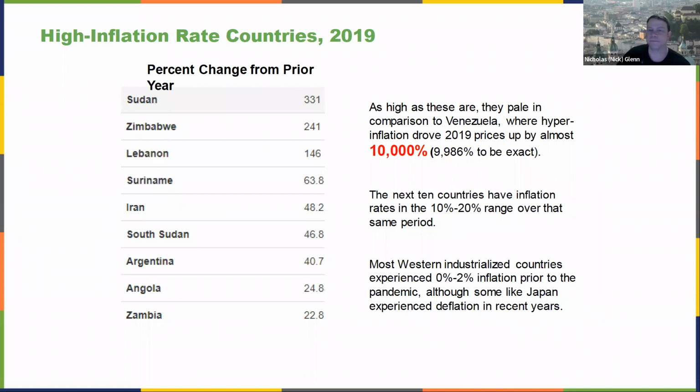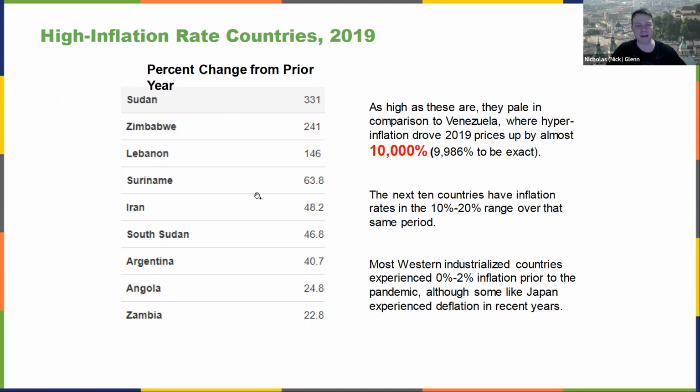Now let's look at some examples, some really high rates here. This was in 2019. Sudan had a 331% increase. Zimbabwe 241. Lebanon 146. Argentina 40. Oh, they don't have Venezuela. Okay, there it is. Venezuela was 10,000%. So it's this extreme case where you just can't even use it for money.